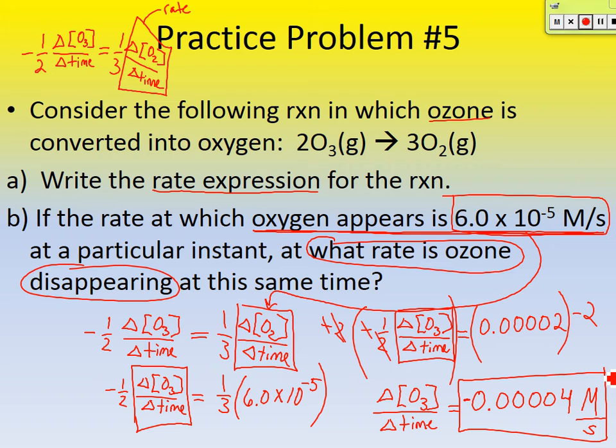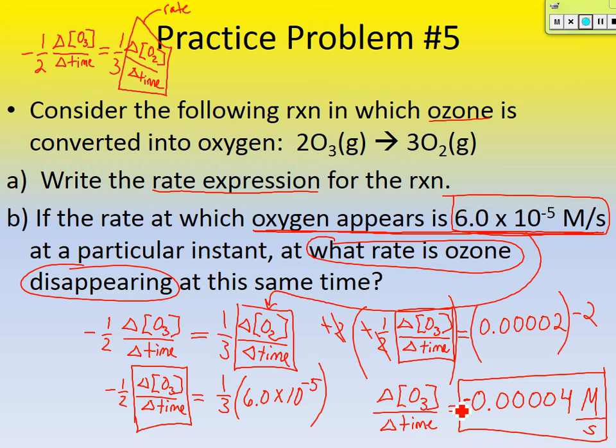That's the answer, but let's talk about it for a second. Guys, why is the rate negative? Yeah, because it's the rate of ozone. Ozone is going to disappear, so it's going to be a negative sign. So that's something to watch out for.